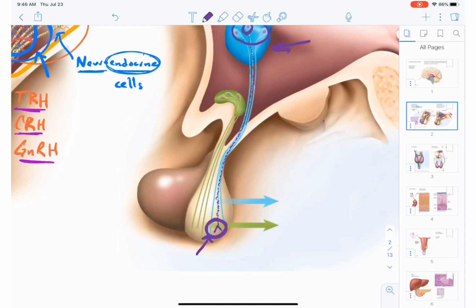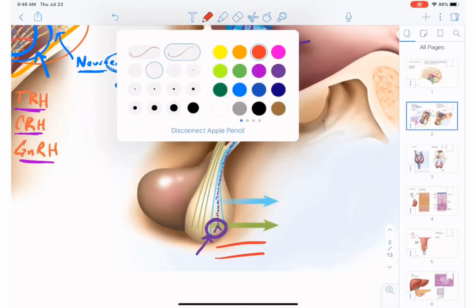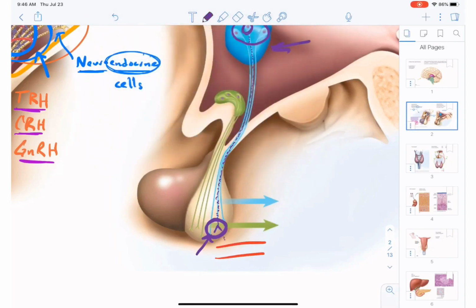And once they're released, they travel from the posterior pituitary into the blood, into the systemic circulation. And so the posterior pituitary is nervous tissue. It's basically axons and axon terminals. And that's different from the anterior pituitary because the anterior pituitary is made of endocrine cells, and the posterior pituitary is mostly nervous tissue. It is nervous tissue.